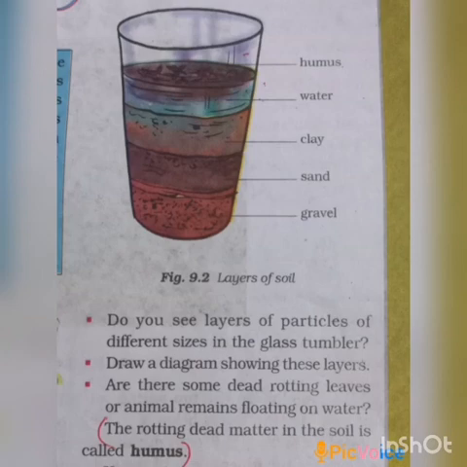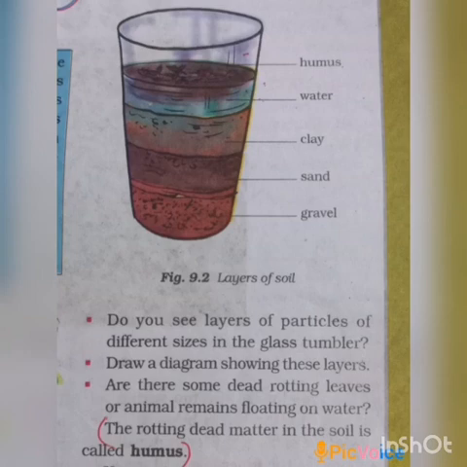This picture shows the different layers of the particles of different sizes in the soil. Do you understand, children? What do you mean by humus? The rotting dead matter in the soil is called the humus. That means the rotting leaves or animal remains floating on water. These are the rotting matter which are present in the soil. This is called humus.